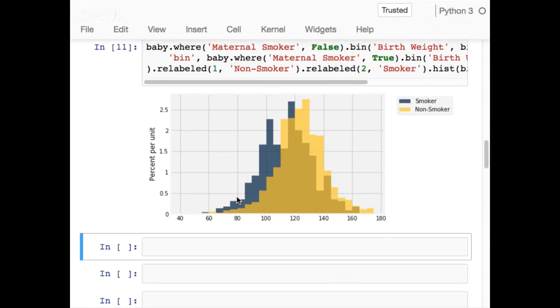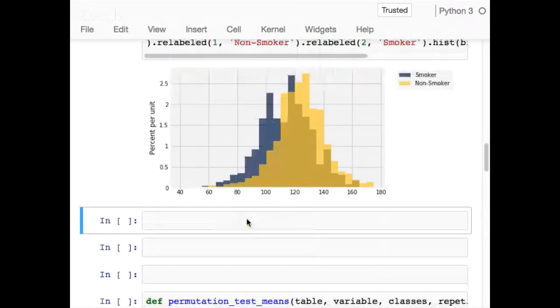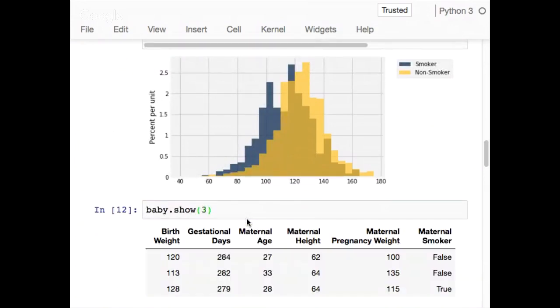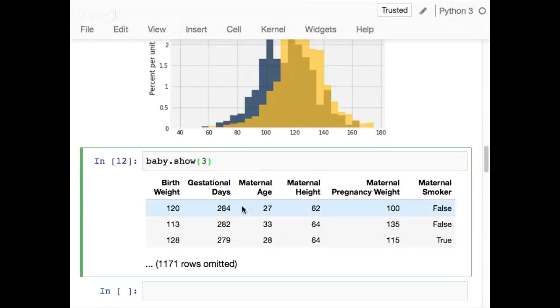So let's see if we can quantify that using a hypothesis test. We have here a baby table. We choose as our test statistic the difference in mean weight. Take the babies who had mothers who smoked, take the ones who didn't smoke, find the mean weight, subtract the two, and take the absolute value, because our alternative is that there is some association, not that it goes in a certain direction. So there is some association, so we need to take the absolute value.